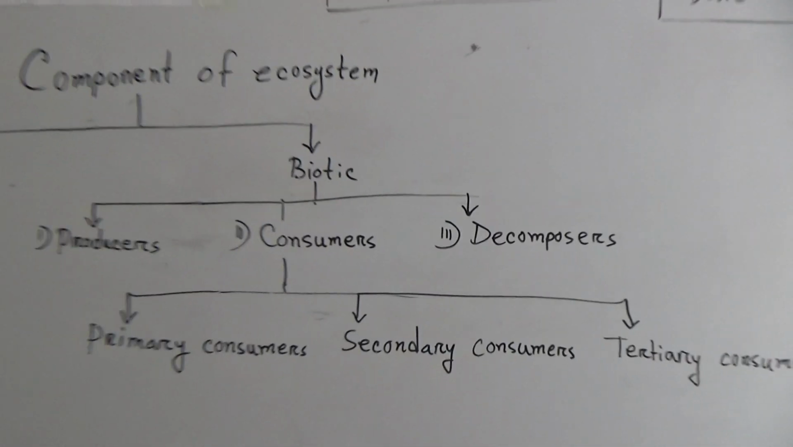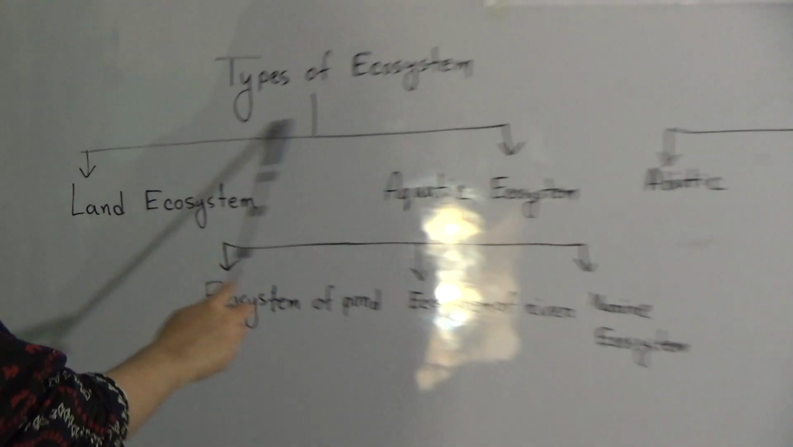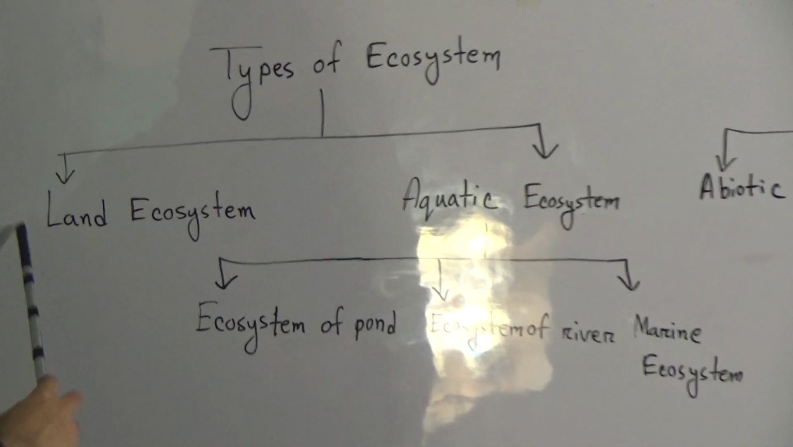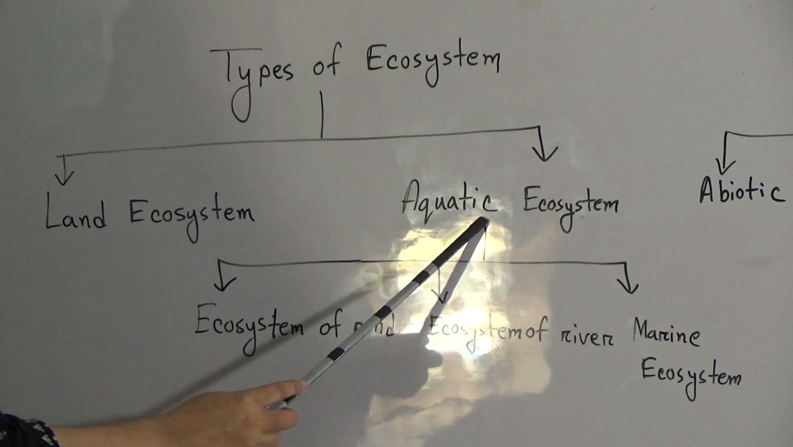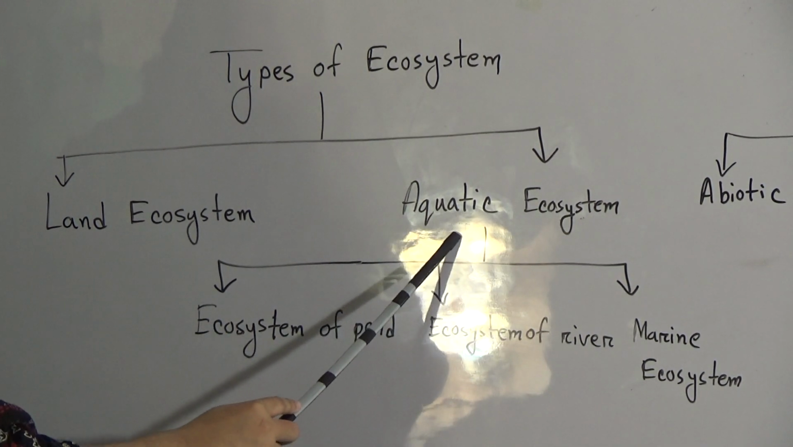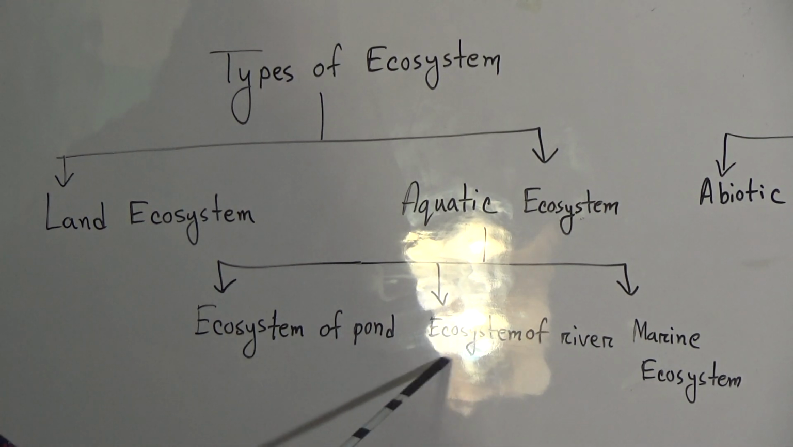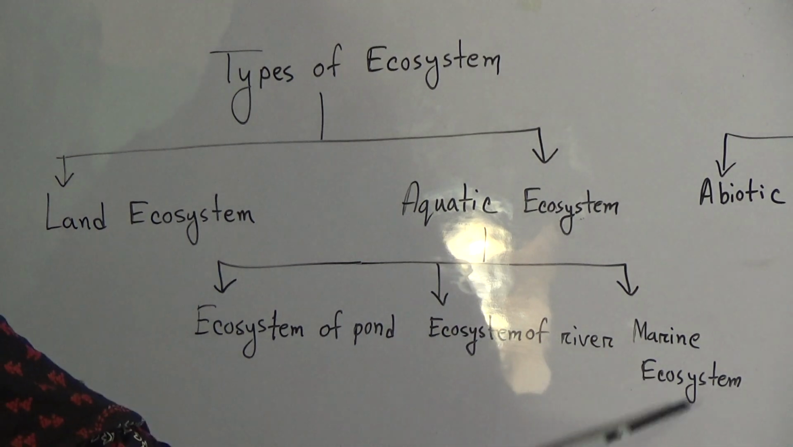Students, now types of ecosystem. Types of ecosystem is divided into two types: land ecosystem and aquatic ecosystem. Again, aquatic ecosystem is divided into three types: ecosystem of pond, ecosystem of river and marine ecosystem.